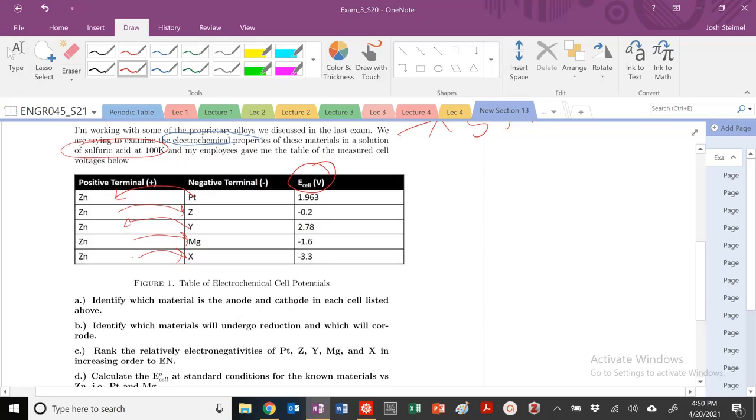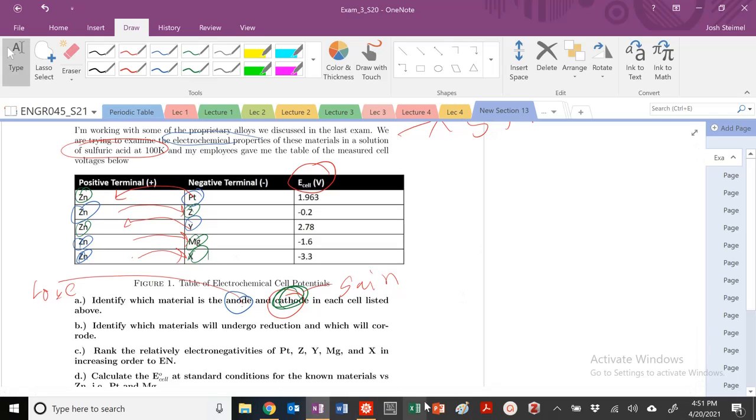We know that the true cathode material will gain electrons, and the anode will lose electrons. I'm just going to call this my anode. My anode material is the one that is giving away electrons. So electrons are flowing from here, from here, from here, and then here and here. And my cathode material will just be this one, which is gaining the electrons.